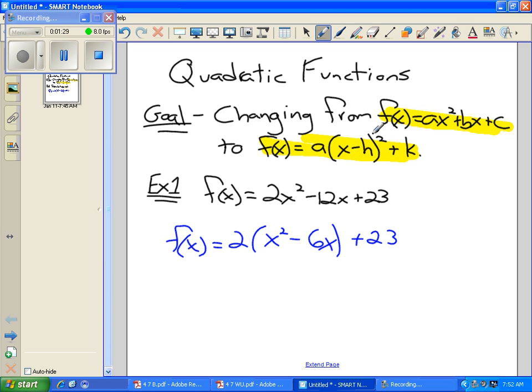Then I'm starting already to look like this, but I'm not quite there. What's in the parentheses is squared, so just with what's inside the parentheses now, I'm going to complete the square. To complete the square, I look at this term right here. I want to split that in half and square it. If I split that in half, I get 3. And if I square that, that's 9. So I'm going to add 9 here. So I have f of x equals 2 times x squared minus 6x. Now here's where it changes. I'm going to complete the square, so I'm going to add 9.